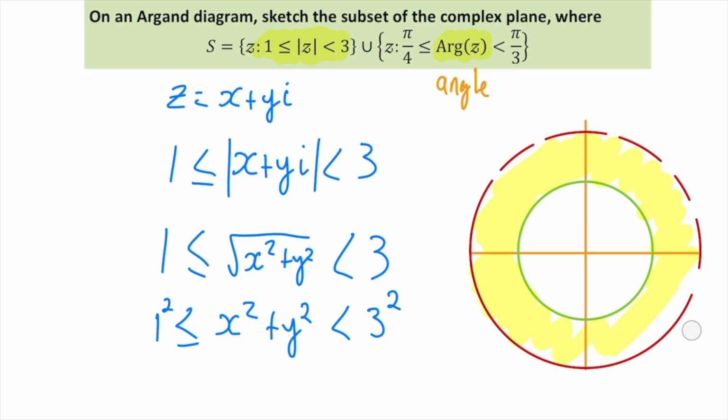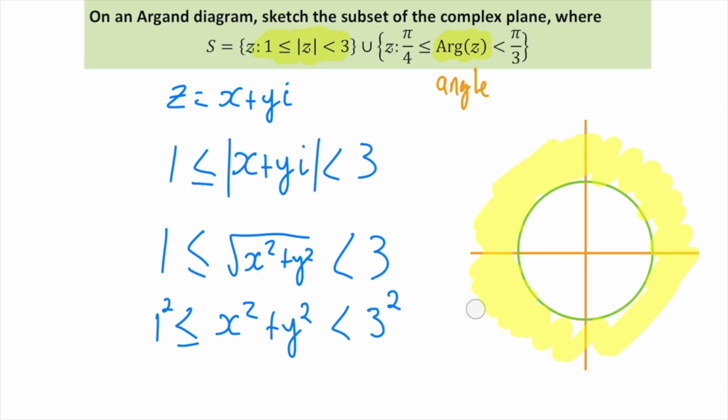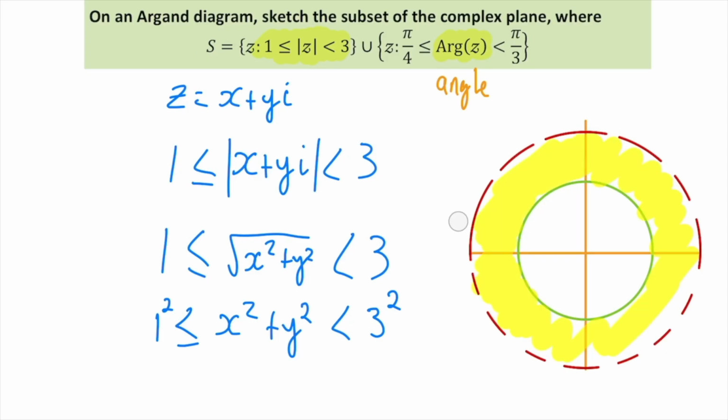Instead, it's just less than this particular value. So make this part here a broken line. The broken line represents just less than instead of less than or equal to. So that's my first subset.